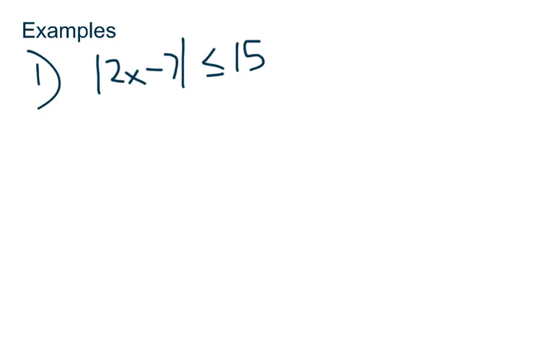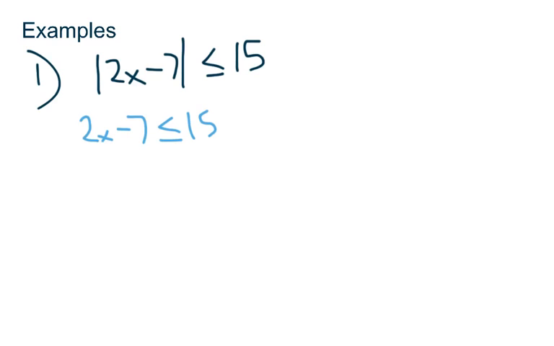So let's take a look at some examples. So the first one, let's go the absolute value of 2x minus 7 is less than or equal to 15. All right, so when we're dealing with absolute value equations, we break it into two separate equations, and that process is going to remain the same for absolute value inequalities. 2x minus 7 less than or equal to 15 will be the first one. But now we have to be mindful of the inequality sign.